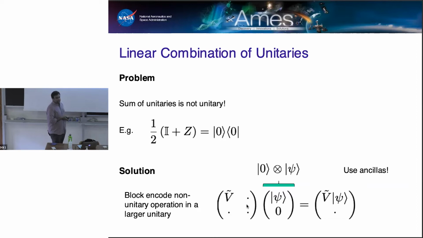So the solution, as you have seen in some other talks by now as well, is that we can block encode that non-unitary operation in a larger unitary, right? So the idea is that we can initiate some ancillary qubit in the zero state, and then we have this larger Hilbert space such that it encodes the state psi on the top part of this state. And now basically we're just interested in this operation V tilde acting on psi, and the dots represent stuff that we don't really care about. Okay, so we use ancillas to get around this problem.